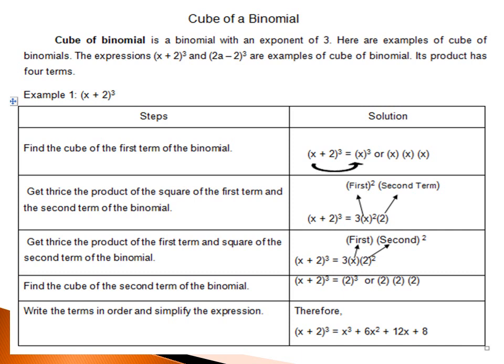Lastly, write the terms in order and simplify the expression. Therefore, the quantity of x plus 2 raised to 3 is equal to x cubed plus 6x squared plus 12x plus 8.